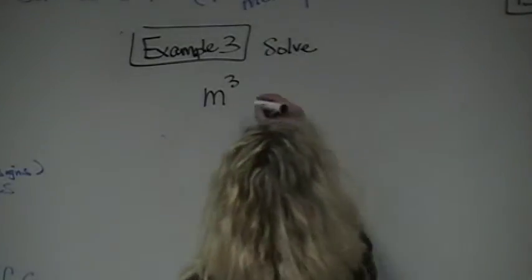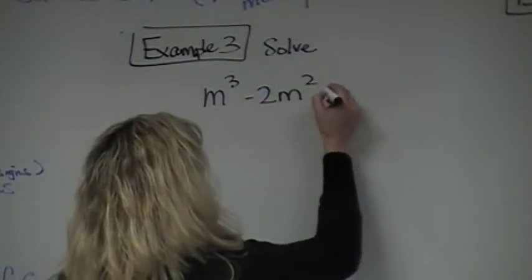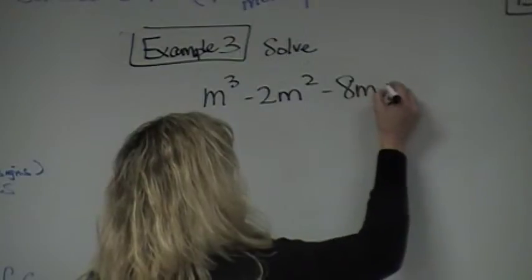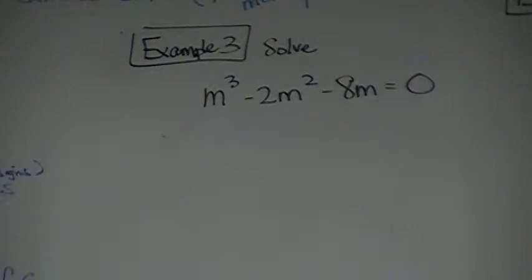Minus 2m squared minus 8m equals 0. Okay, class, if I want to solve this, what obviously am I going to do first? I'm going to factor it. I'm going to factor completely. So look at our step 1.